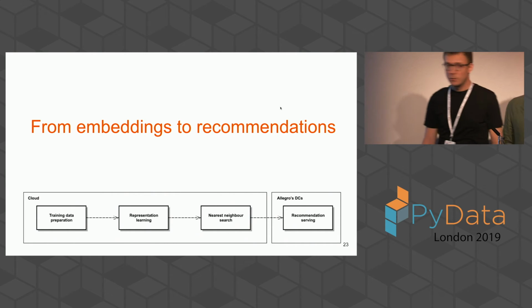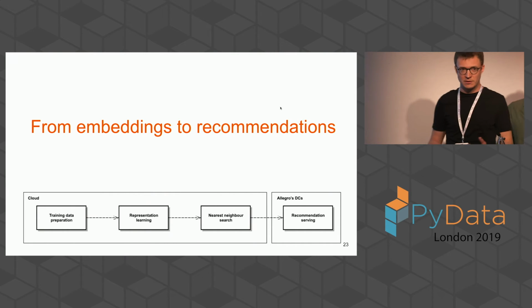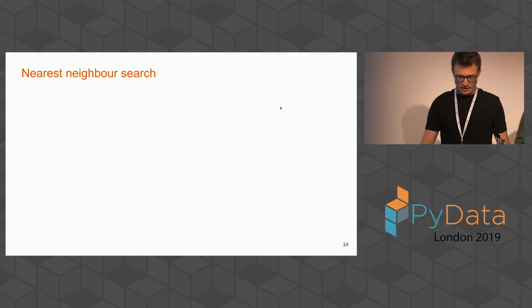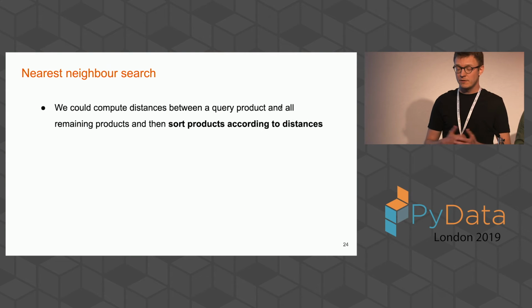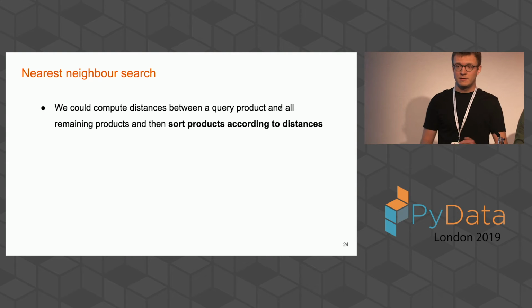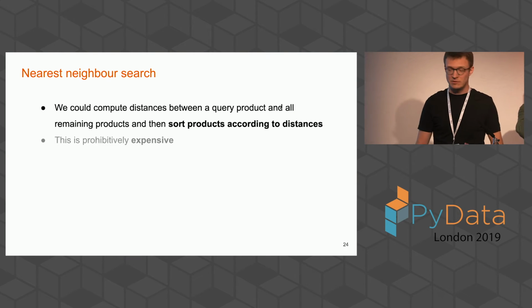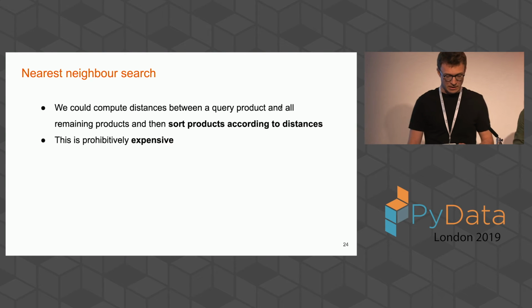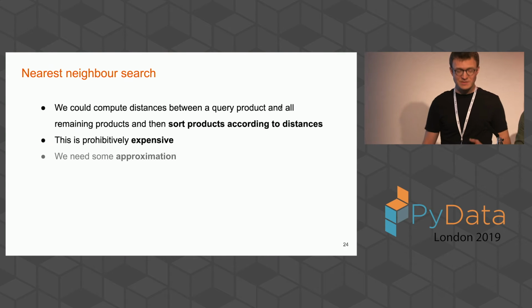Okay, once we have high-quality product embeddings, we need to turn them into recommendations. To do this, we need a nearest neighbors search module, or component. This component is the second pillar of our system. The naive approach would be to calculate distances between a query product and all remaining products, then sort all those products and select a few nearest neighbors. But this is very expensive. This would take too much time. It would be infeasible in practice. So we need some approximation.